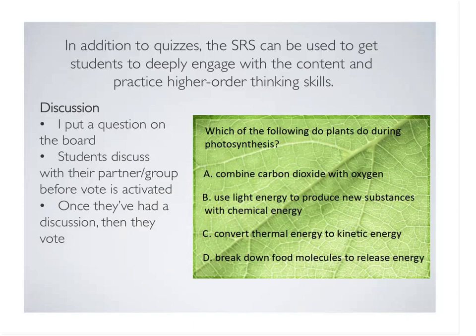So I would start by putting up a question, like this example here about photosynthesis. And I have the students discuss with their partner or their group before I even activate the vote. So I'm walking around the classroom, listening to the discussions that they have, and once they've had that discussion, then I would allow them to vote.